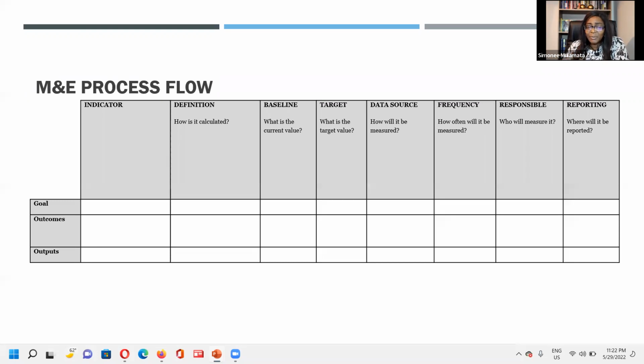Now, let me tell you a secret. If you want to understand M&E, if you look at indicator definition and baseline, if you understand that, you will be able to interpret any process flow. And how will you interpret it? Whatever you don't understand, you'll be able to ask relevant questions. That is how we learn in M&E. That is how we learn. And this is before you decide to study monitoring and evaluation or to study research.